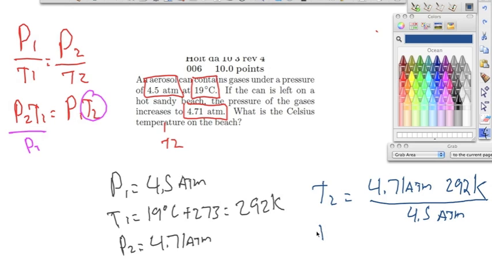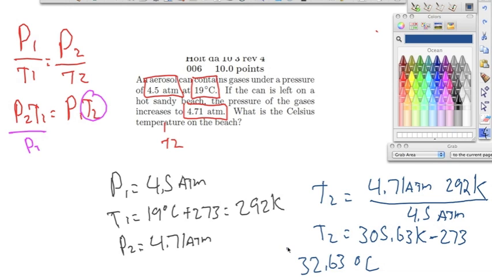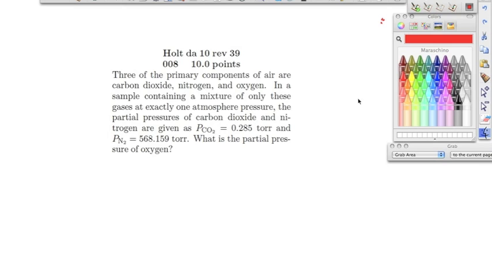When we do this, we get a T2 temperature of 305.63 Kelvin. To get it into Celsius, because this problem wants to answer in units of Celsius, we then just subtract 273 to get it back into degrees Celsius, which our answer for this problem should be 32.63 degrees Celsius. All right, moving on to number 8.